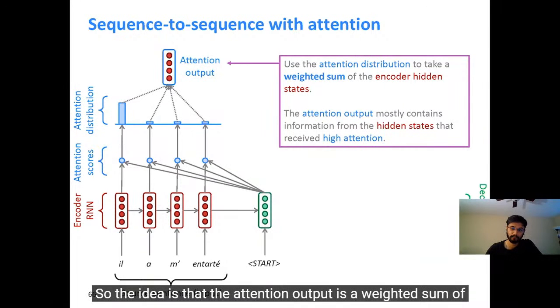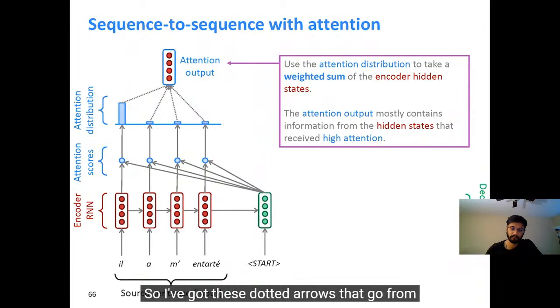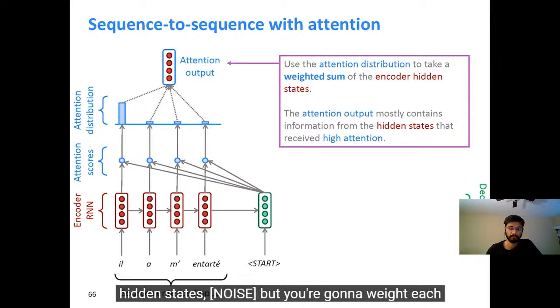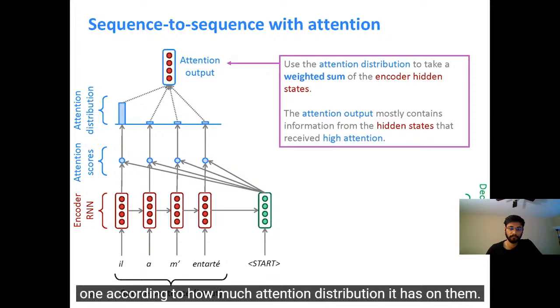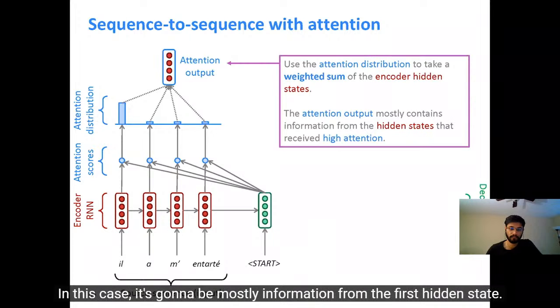So the idea is that the attention output is a weighted sum of the encoder hidden states, and the weighting is the attention distribution. So I've got these dotted arrows that go from the attention distribution to the attention output. Probably there should be dotted arrows also from the encoder RNN, but that's hard to depict. But the idea is that you're summing up these encoder RNN hidden states, but you're going to weight each one according to how much attention distribution it has on it. So this means that your attention output, which is a single vector, is going to be mostly containing information from the hidden states that had high attention. In this case, it's going to be mostly information from the first hidden state.